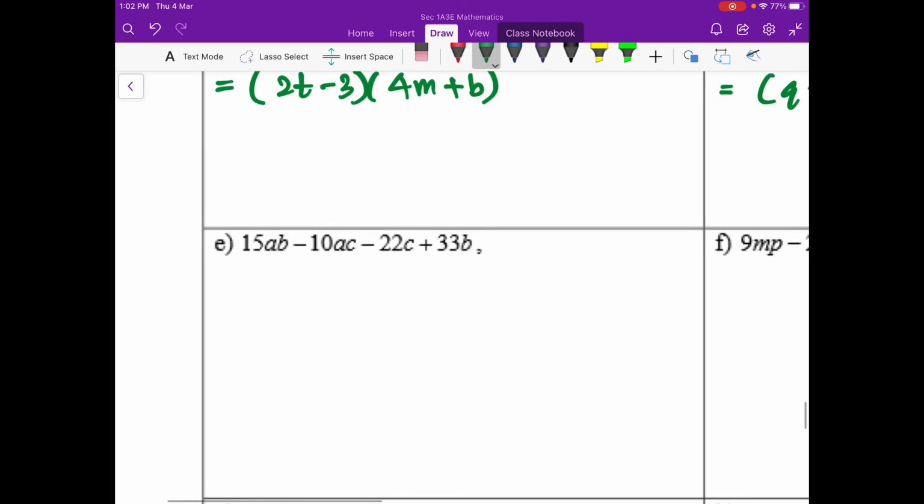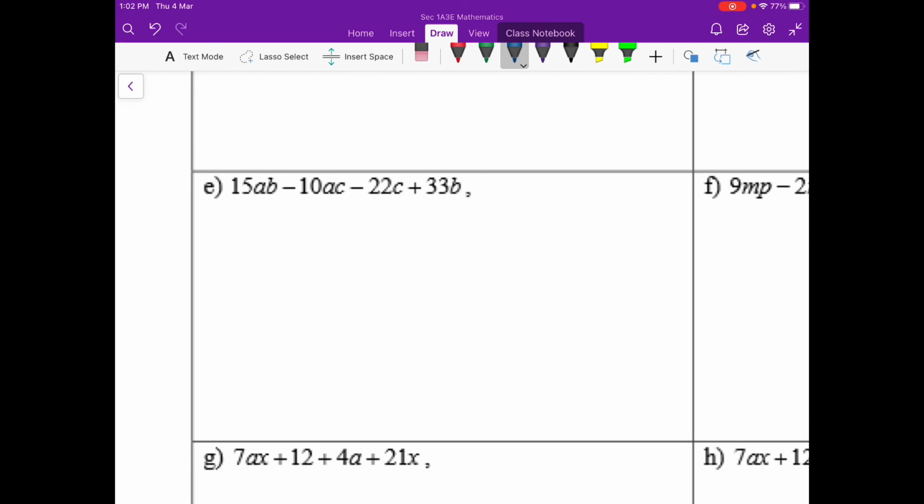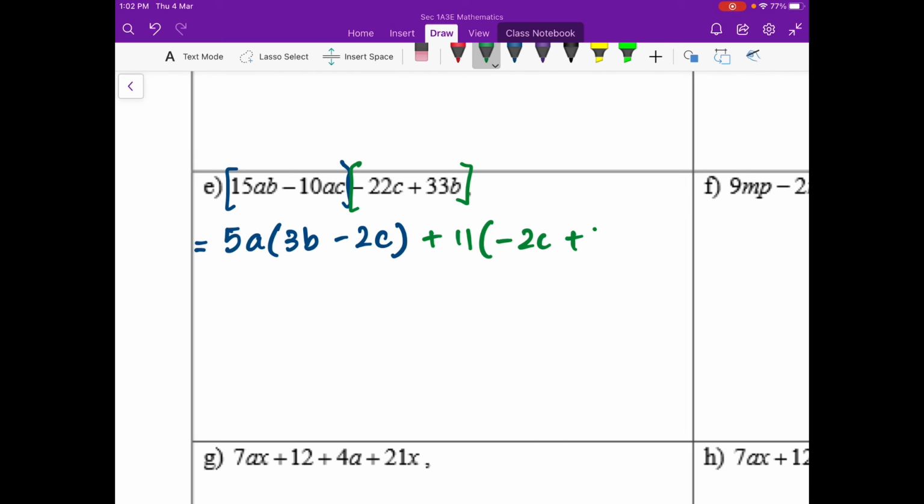So there are quite a number of different types of questions that can be created. So the first two terms, 5a, leaving us with 3b minus 2c. Okay, then the next two terms, minus 22c plus 33b. Let us continue to factorize out the positive number first. Plus 11, just plus 11 only. So now we end up with negative 2c plus 3b.